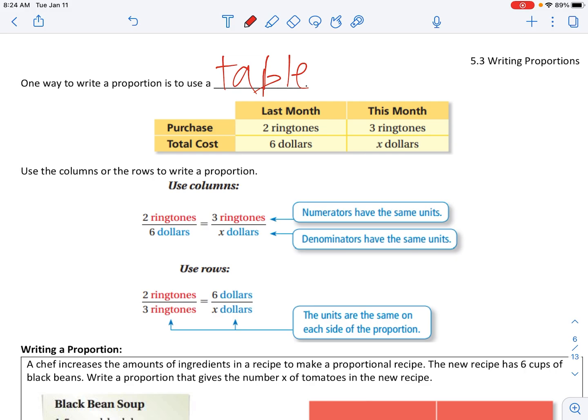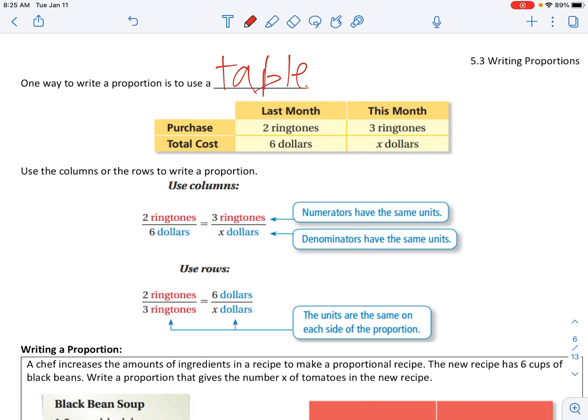Okay, and so after you do the table, you can use columns or rows to write the proportion. So in this first example, they used columns, which means the labels are on the same column. So we have ringtones in the numerator. So the numerators have the same units. So we have 2 ringtones and 3 ringtones on the top, and the denominators have the same units, which is dollars.